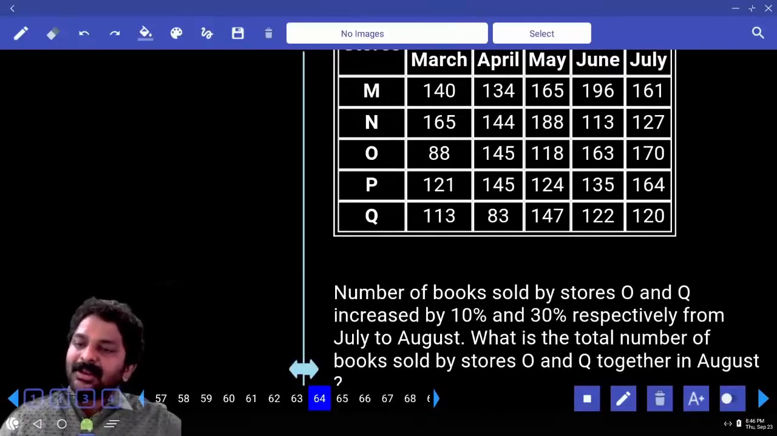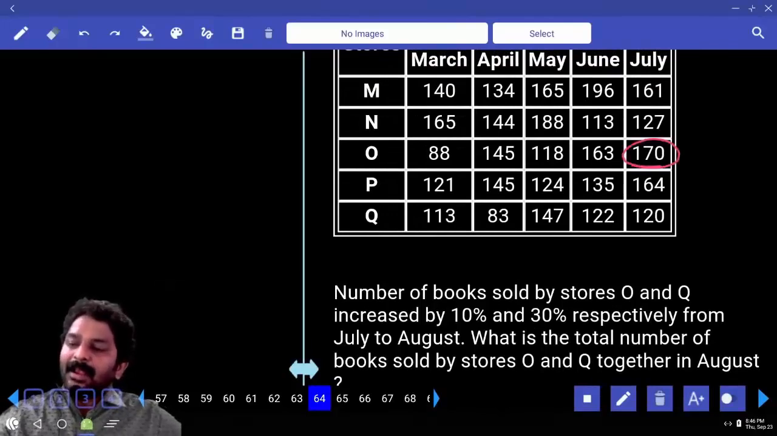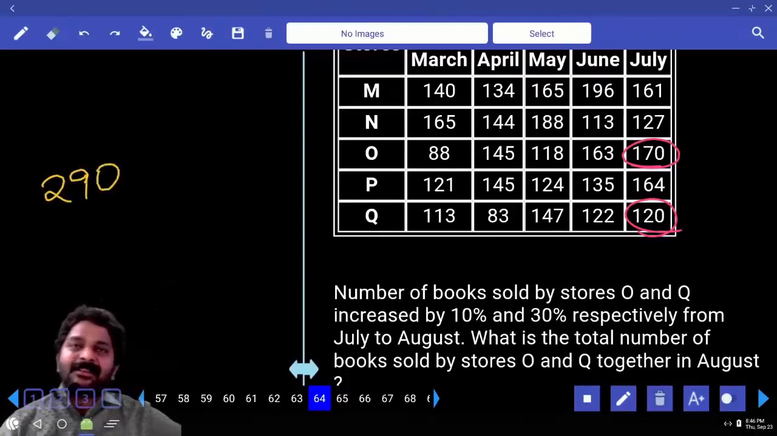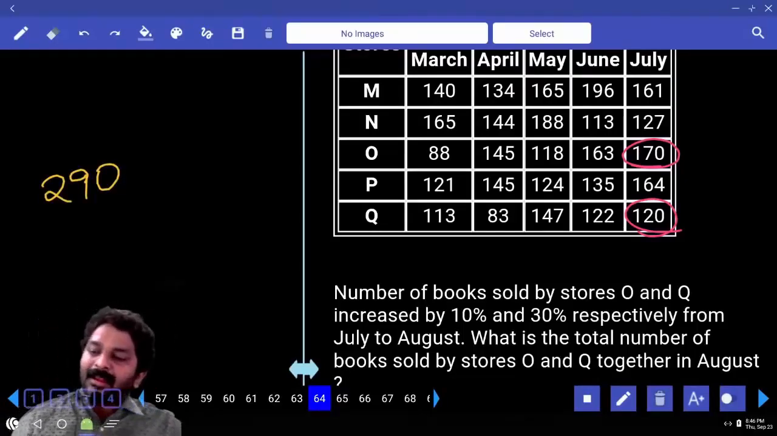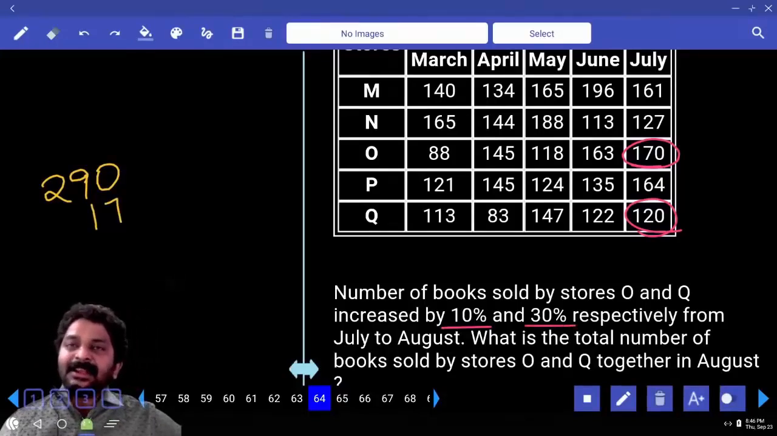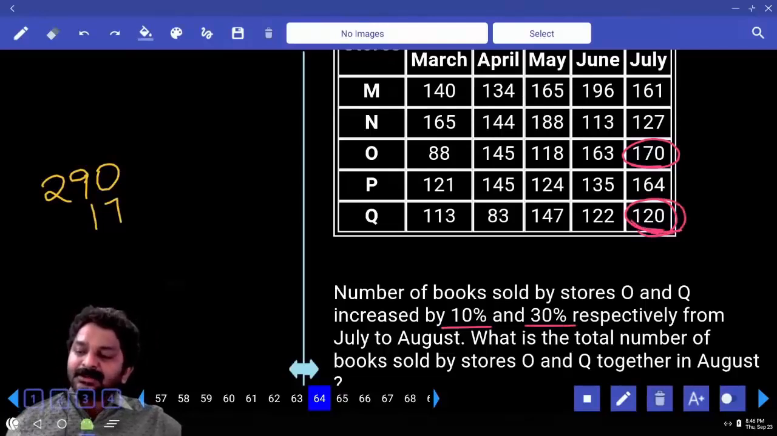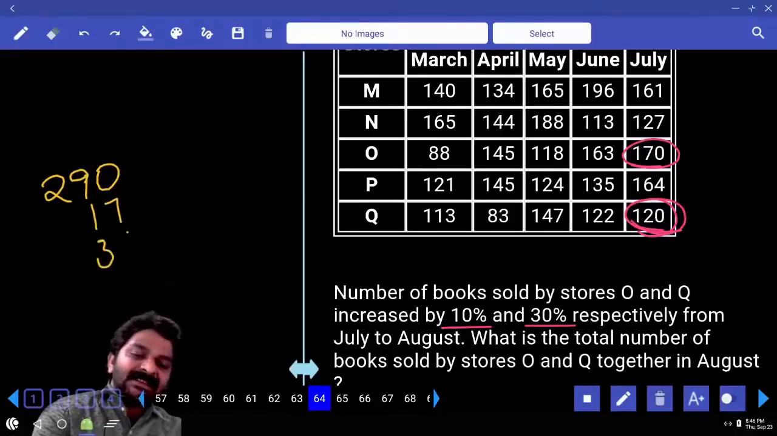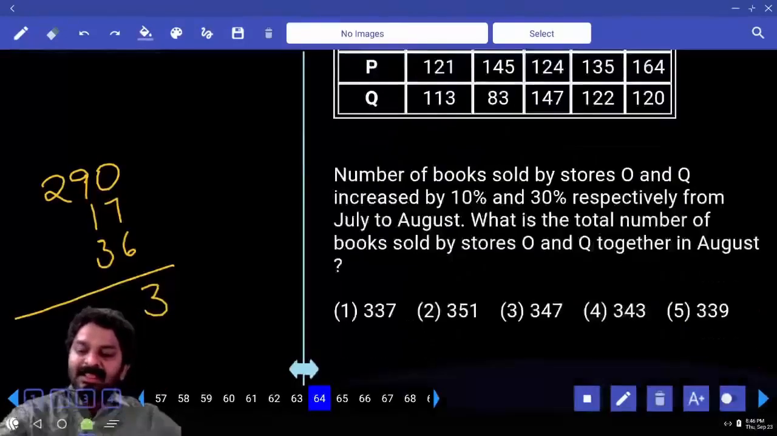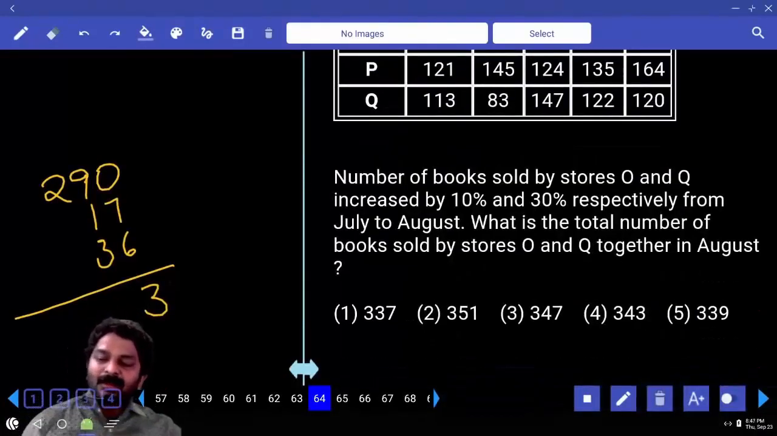OQ, July value, O and Q. Already we have 290, 170, 120, correct? And now O value increased by 10%. 10% in the sense 17. Q value increased by 30%. 30% of July value 36. And this is what we need to calculate, right? Answer must end with 3. How many options are ending with 3? Only one. 343, fourth option final.